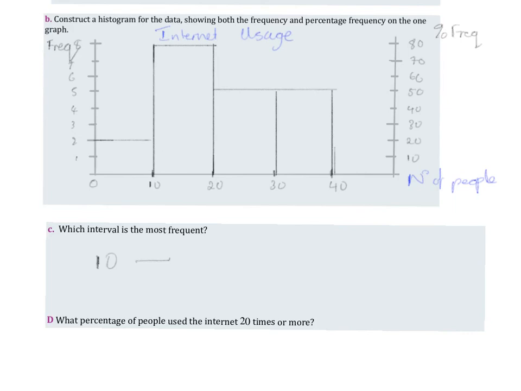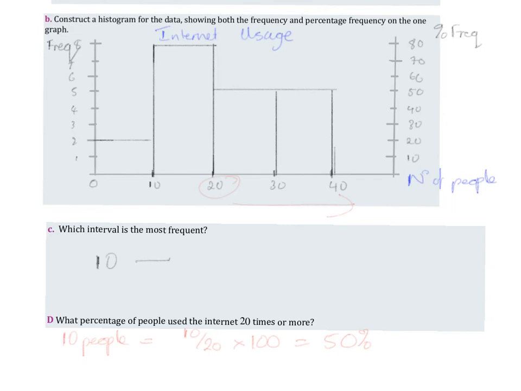And then part D said what percentage of people use the internet 20 times or more? So 20 times or more, what are we looking at from our graph here? 20 times or more would be from here upwards. And we can see there that we have 5, 10. So there are 10 people, but what is that as a percentage? Well, we know it's 10 out of 20 times 100, which would be 50%. So what percentage of people use the internet 20 times or more? It was 50%, or half of the people.